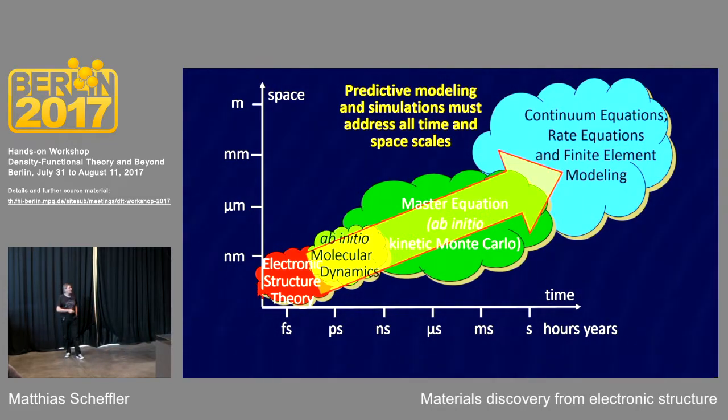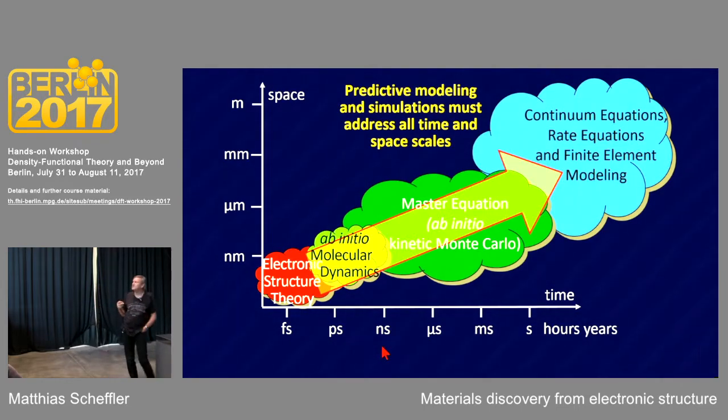If this is length, and this is time in seconds or hours, electronic structure theory in the standard way gives you some ideas about the femtosecond time scale. Very important for many things in basic science, and also for some modern technology. But if you think life is not static, life is dynamic, you have to couple it to molecular dynamics, which is then called ab initio molecular dynamics. That brings us to something like nanoseconds, which still is actually not very long.